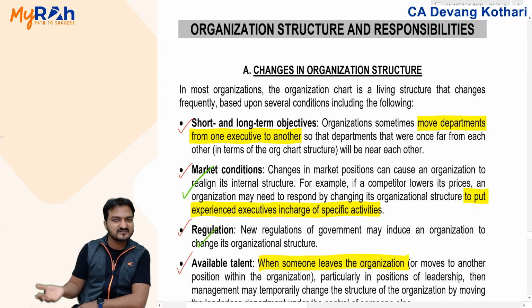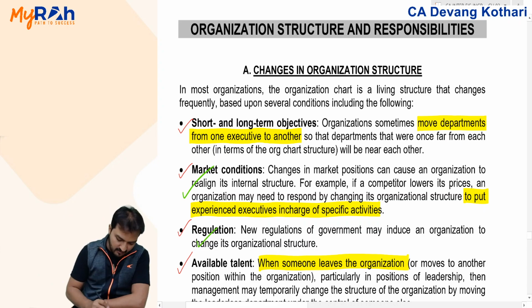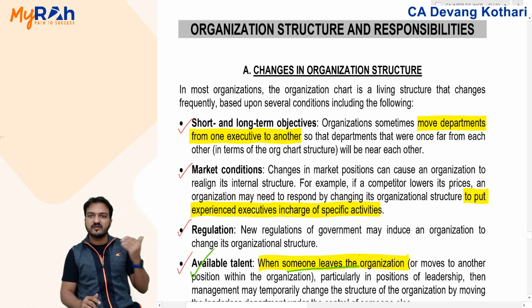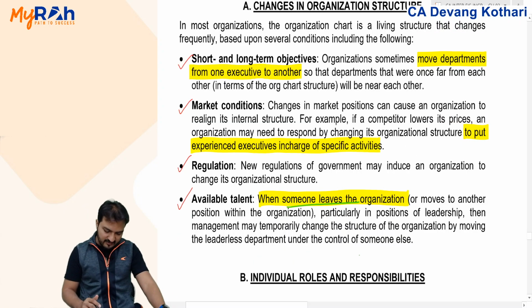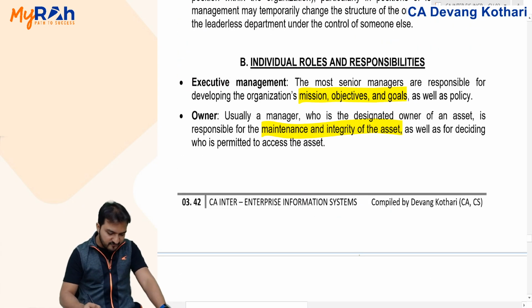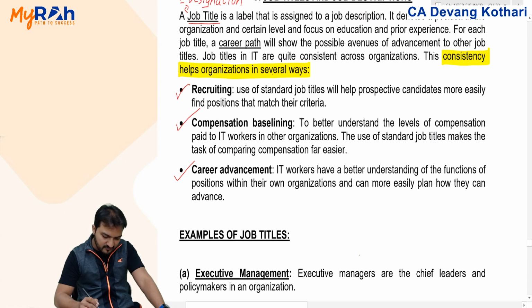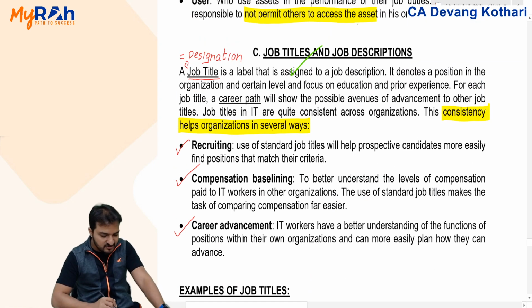Regulation: maybe the government has appointed a leader or director in my company. Available talent: if someone leaves the company, then his department might be given to me. That is again a change in the organization structure. Individual roles and responsibilities, okay, not revising. Job titles and job description.